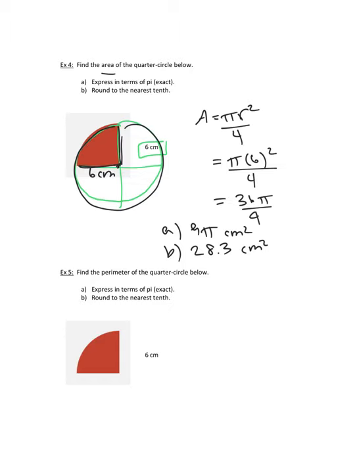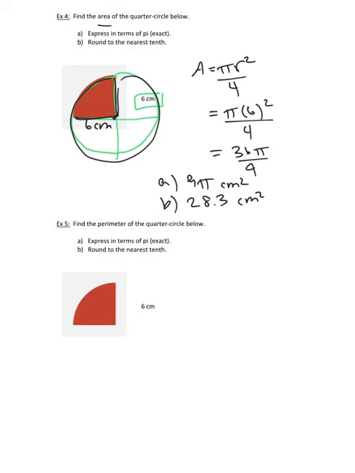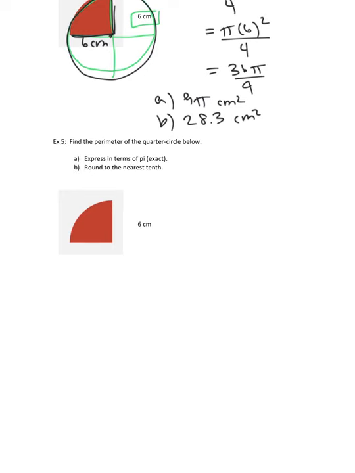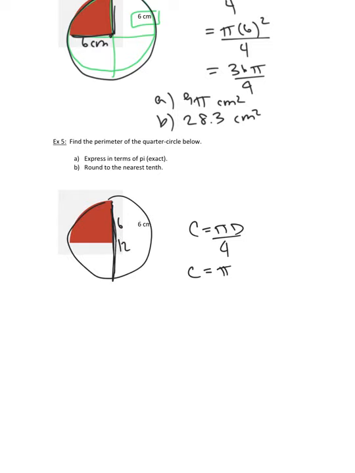And number 5, same image, only now find the perimeter. So this would be circumference divided by 4. So C equals pi d divided by 4, because it's a fourth. My diameter, if 6 is my radius, then the diameter of the circle is double that. It's 12. So pi times 12 divided by 4. So my circumference for part A in terms of pi is 3 pi. For part B, I just multiply 3 times pi on my calculator and round to the nearest tenth. That's going to be 9.4. And this is perimeter, so it's just centimeters.